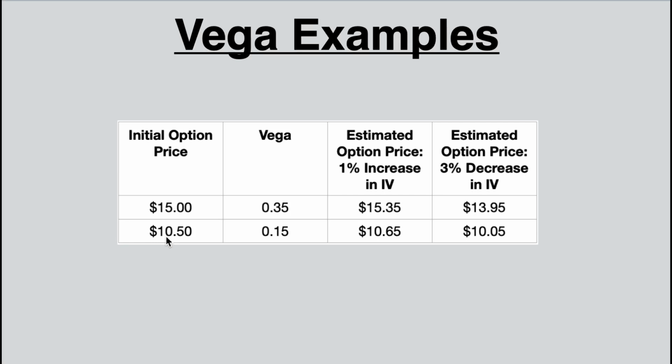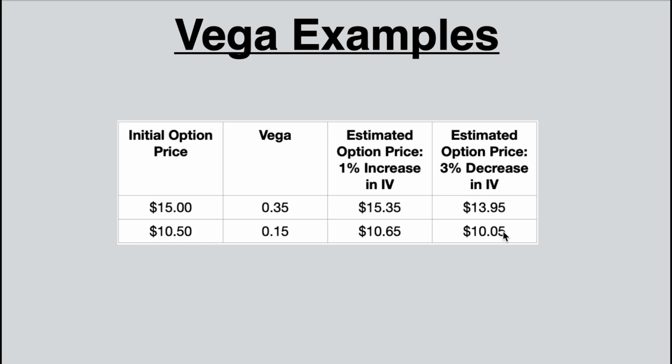So let's say we have another option at $10.50, and this time the Vega is 0.15. So every time the implied volatility goes up by 1%, the change in our option price is going to move up by 15 cents. Same thing right here, it dropped 3%. So that means that we're going to decrease the initial option price by 3 times 15 cents, and we would be left with an option price of $10.05.